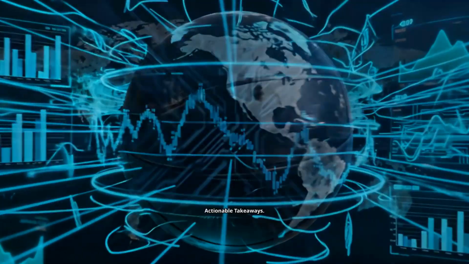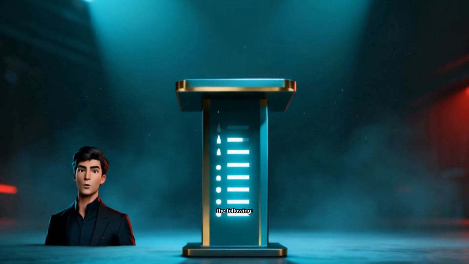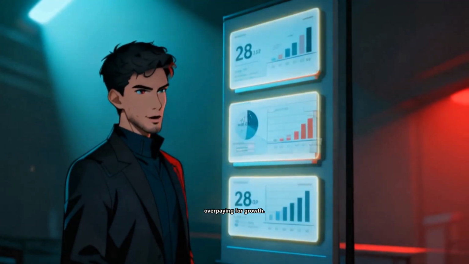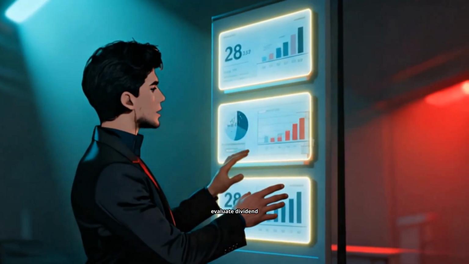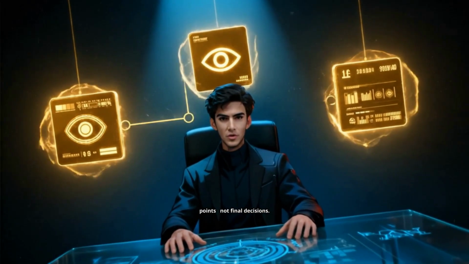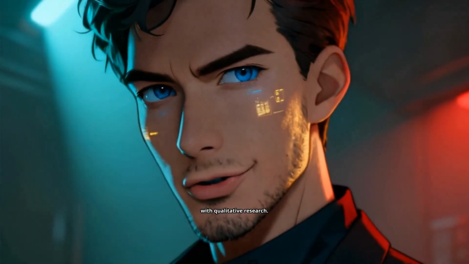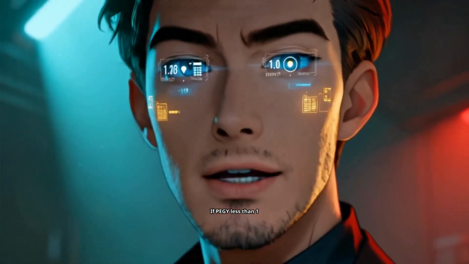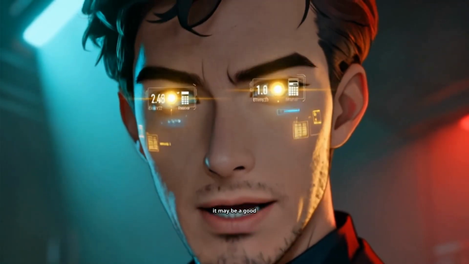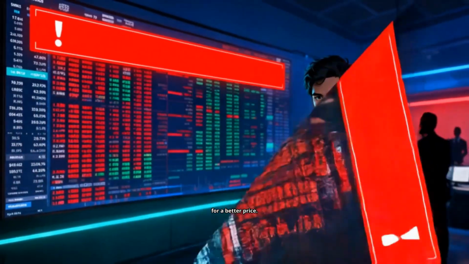Section 5. Actionable takeaways. For our wonderful subscribers, kindly take note of the following. Use forward PE to understand valuation today versus expected earnings. Use PEG to avoid overpaying for growth. Use PEGY to evaluate dividend-paying companies more holistically. Ratios are starting points, not final decisions. Always combine quantitative metrics with qualitative research. If PEGY is less than 1 and you believe in the business long-term, it may be a good entry point. If PEGY is much greater than 1, consider waiting for a better price.